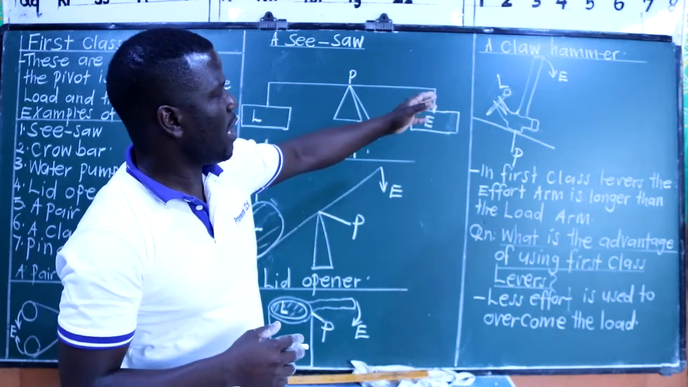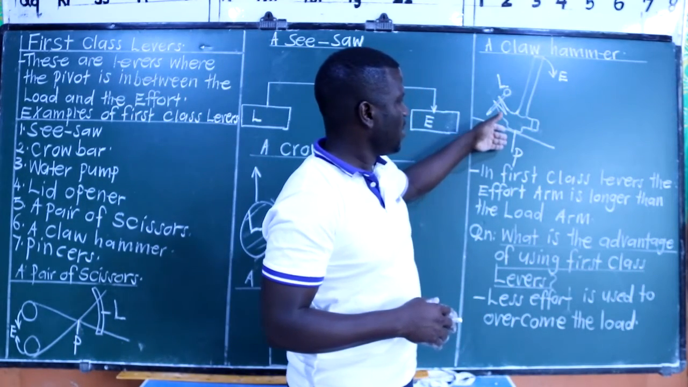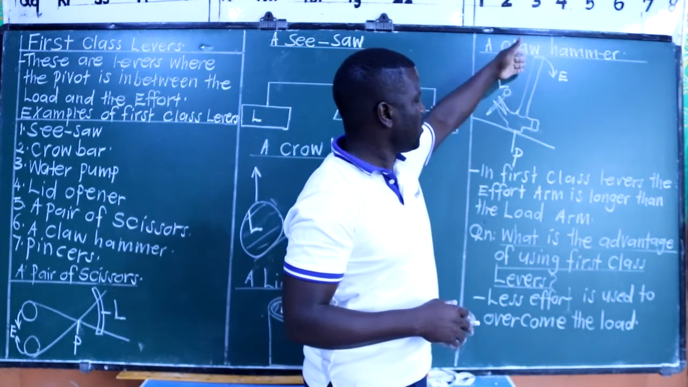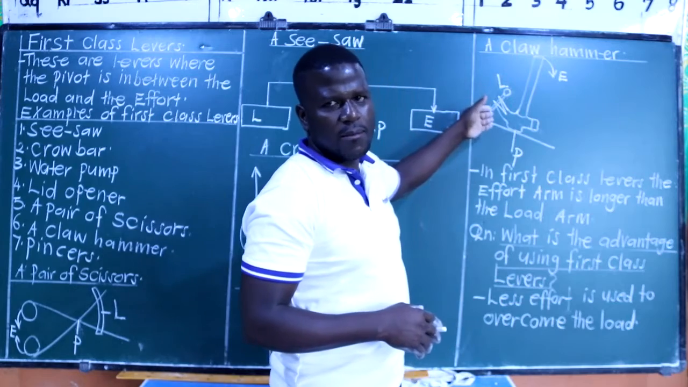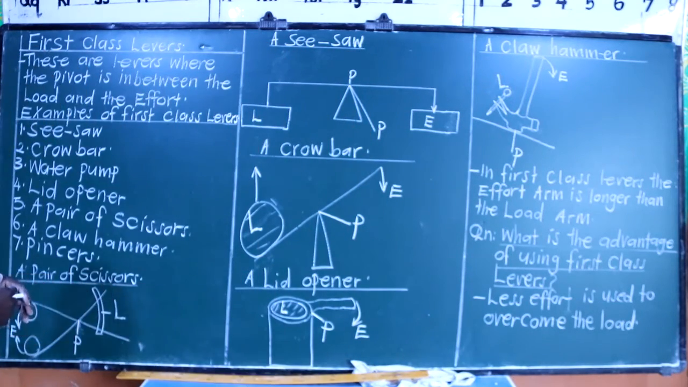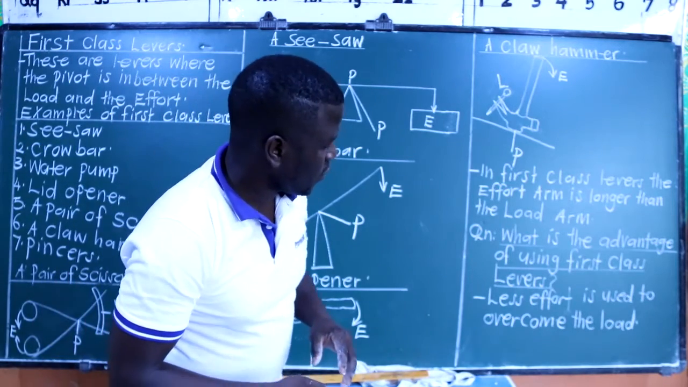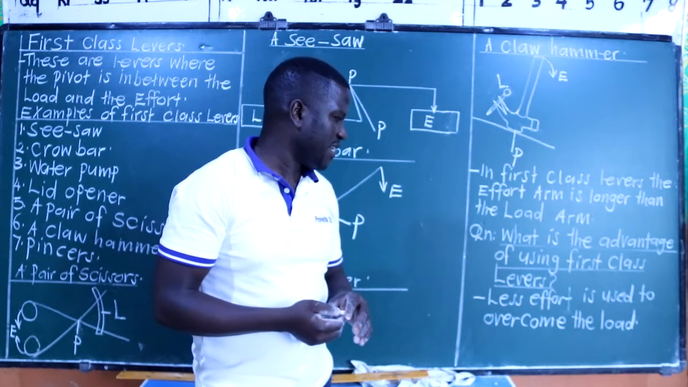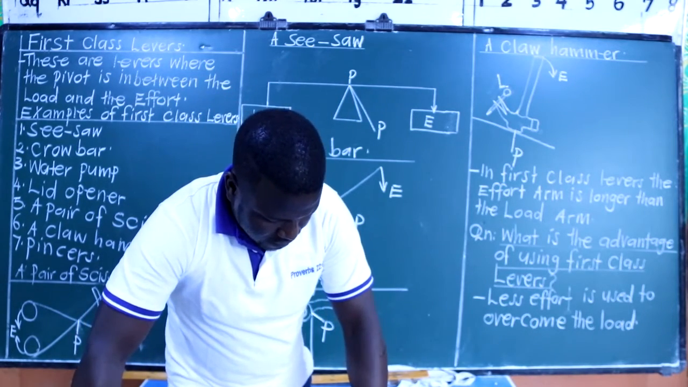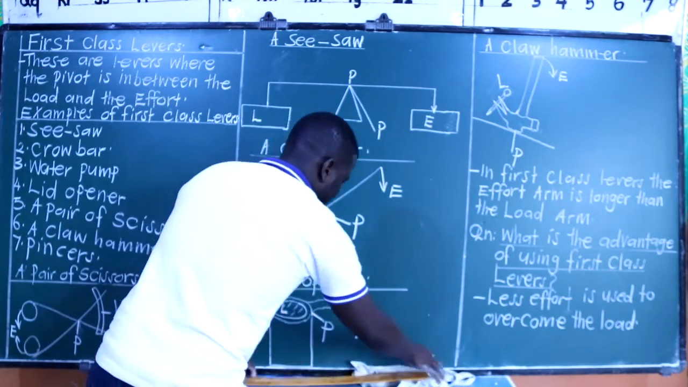If you look at a claw hammer, the effort arm is from the effort up to the pivot. The load arm is from the load up to the pivot. So you find that the effort arm is longer than the load arm. And that's why we use less effort to overcome the load. So if they ask you the advantage of using first-class levers, less effort is used to overcome the load. Why do we use less effort to overcome the load in first-class levers?